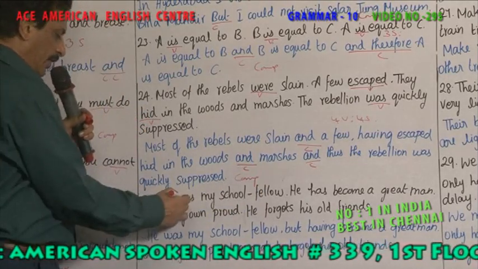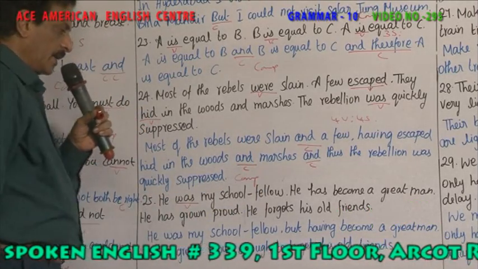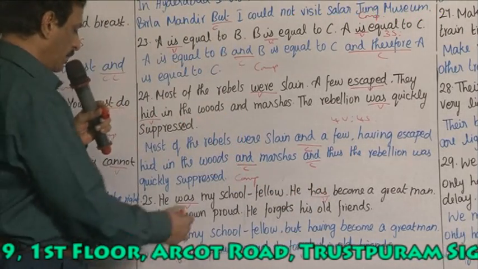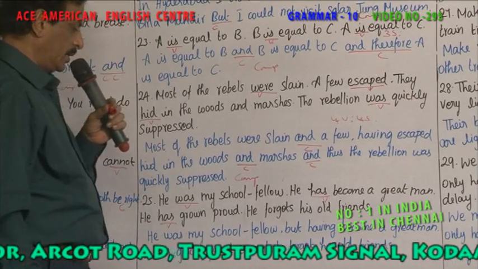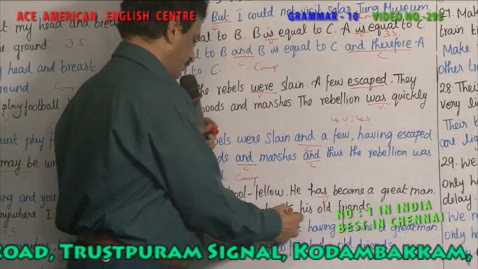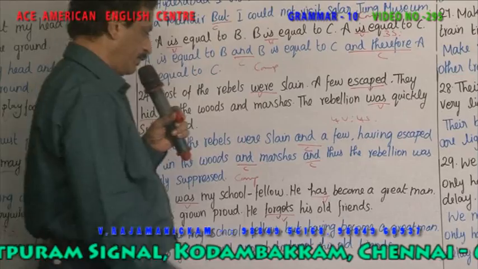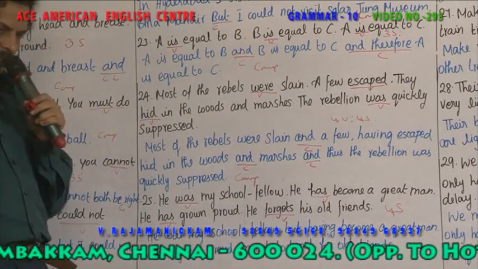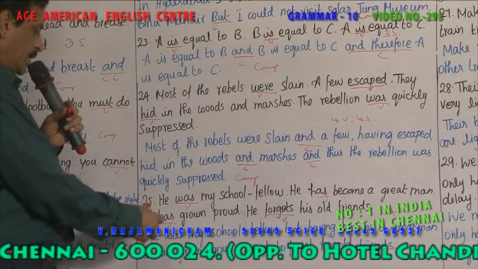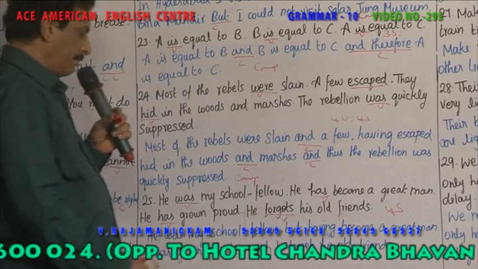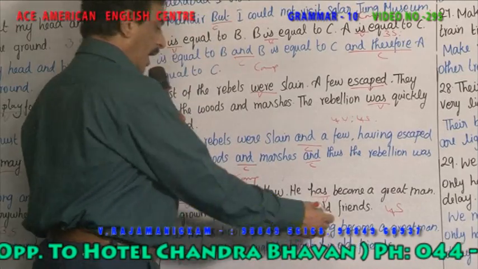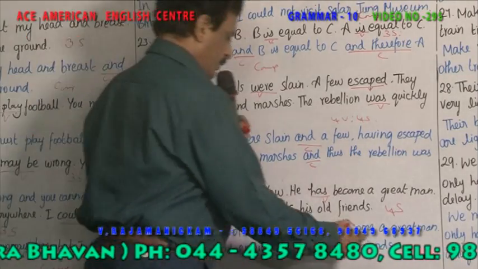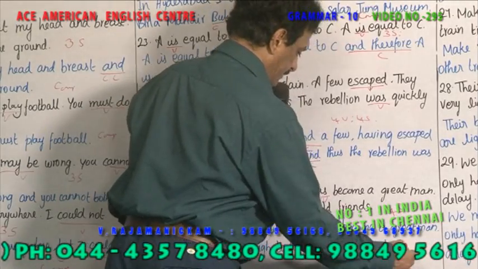He was my school fellow. So was is a verb. He has become a great man. So has is one other verb. He has grown proud. Has is one other verb. Third verb. He forgets his old friends. Forgets is one other verb. So four verbs and four sentences. How do you connect all these four sentences? He was my school fellow, but, having become a great man, he has grown proud enough to forget his old friends. But here is a conjunction. So this becomes a compound sentence.